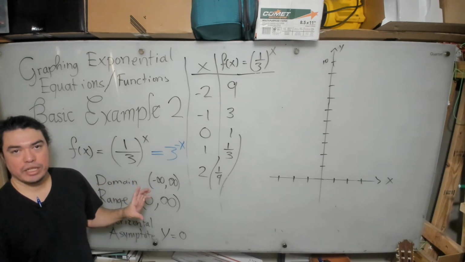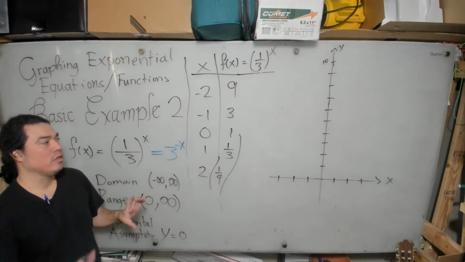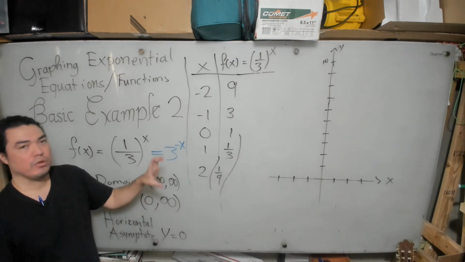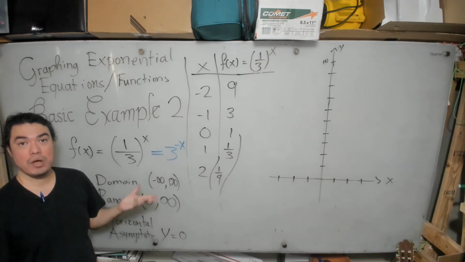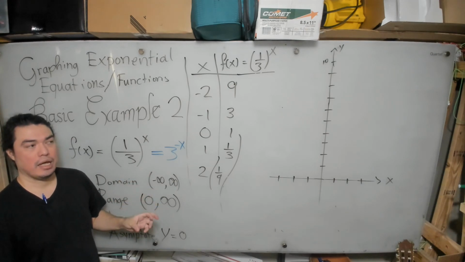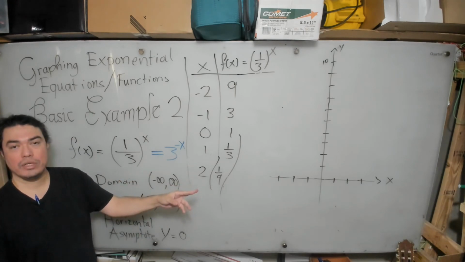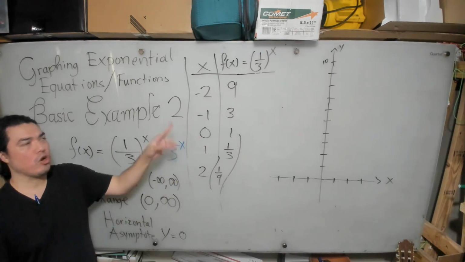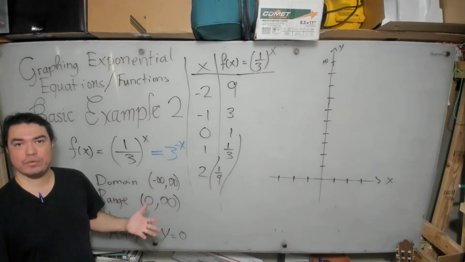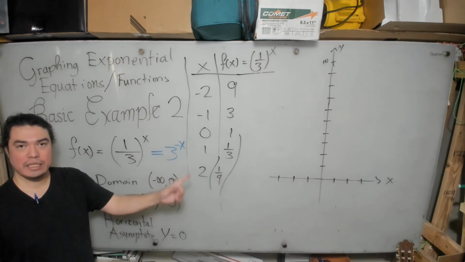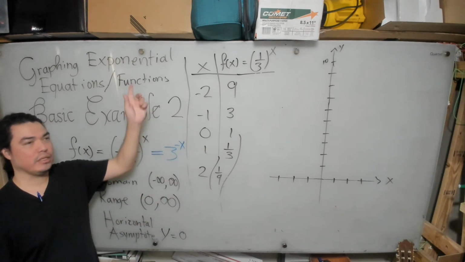3 to the x is always positive, so 1 over 3 to the x is always positive also. It's just extremely small. And as we go leftwards, it'll end up being 3 to a positive value. For example, 1 over 3 in parentheses to the negative 2 power becomes 3 to the positive 2. So it makes sense that it'll go upwards like this.